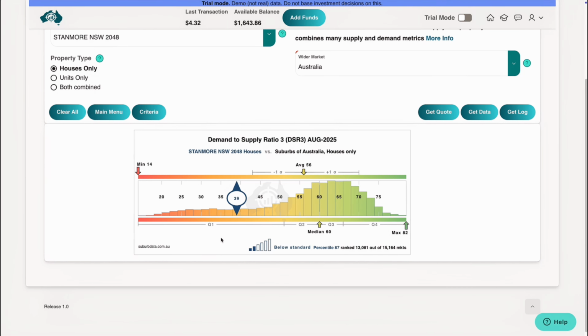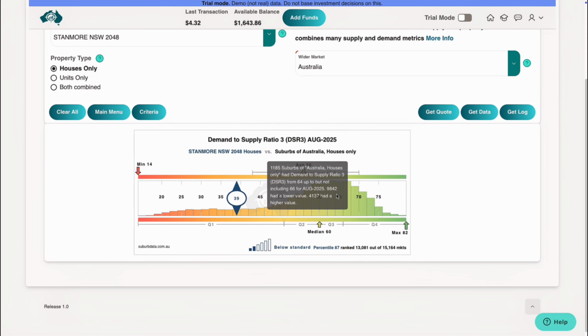Now, if you hover your mouse over one of these bars, you'll be shown the span of DSR values across the bar and how many markets were found within this span. The pop-up details also show how many markets were better than this and how many were worse. Remember that green is good and red is bad.